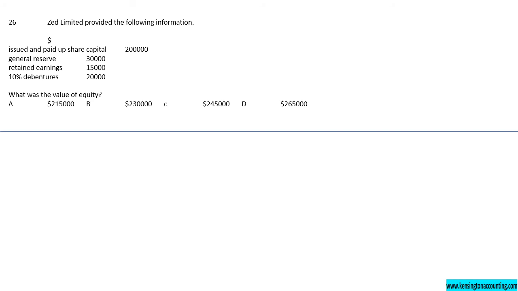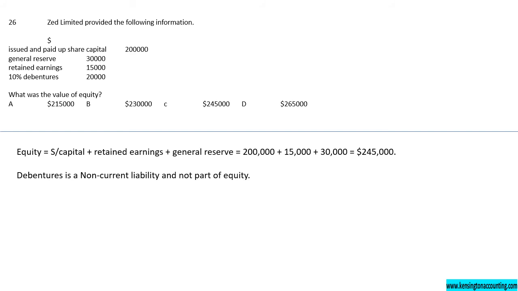Question 26, we need to calculate equity for a company. Now, the definition of equity is share capital plus retained earnings plus general reserve balance. Debentures is a liability. In fact, it's a long-term liability or non-current liability, and therefore not part of equity. Therefore, equity will be 200,000, which is issued and paid up share capital, plus 15,000 of retained earnings, plus 30,000 of general reserve, which is 245,000. Therefore, the answer is C.